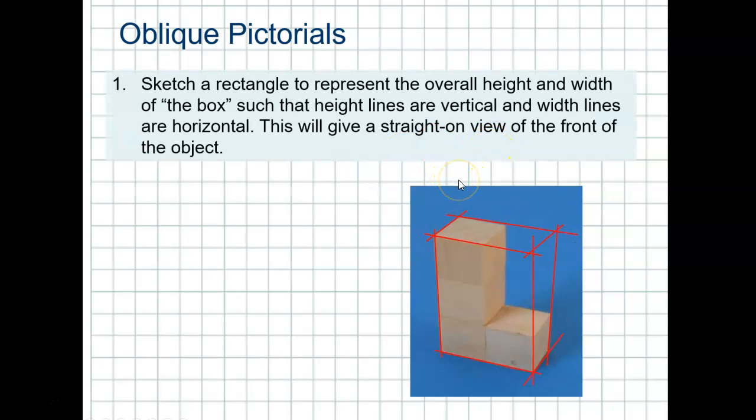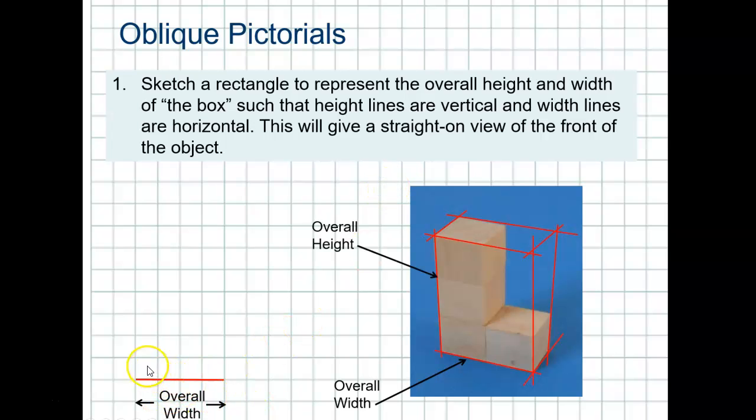Okay, so get your grid paper ready. You're going to sketch a rectangle to represent the overall height and width of the box, such that the height lines are vertical and width lines are horizontal. This will give a straight-on view of the front of the object. The red lines that you see here, I want you to sketch very, very lightly on your paper. The overall width is going to be 4 squares across, and the overall height is going to be 1, 2, 3, 4, 5, 6 squares up. So on your grid paper, draw this rectangle and draw it very, very lightly so that you can barely see it.